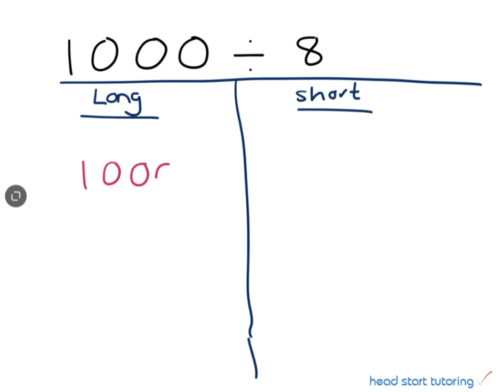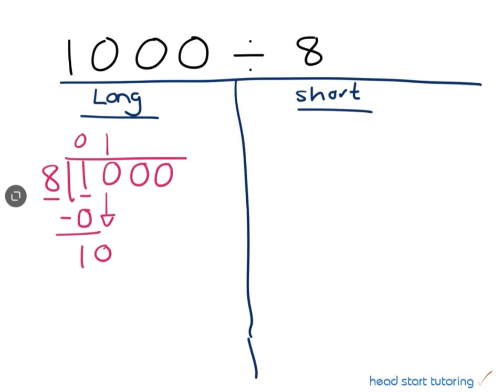1000 divided by 8. 8 does not fit perfectly into 1, so we put a 0 there. 0 times 8 is 0. 1 minus 0 is 1, and we bring down our 0. 8 into 10 fits once. 1 times 8 is 8. And then we minus, so we have to borrow from our 1. 10 minus 8 is 2.